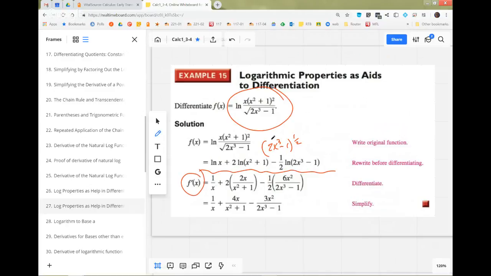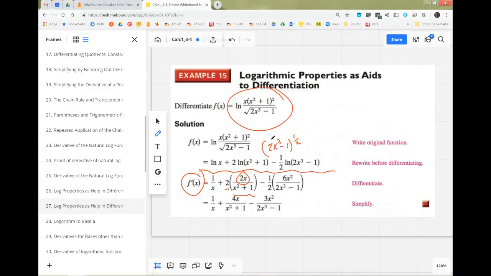What's the derivative of the natural log of x? 1 over x. What's the derivative of 2 times the natural log, well, 2, that constant, don't do anything with that. The natural log of something is 1 over that thing, so that thing, x squared plus 1, goes to the denominator. Why is there a 2x on the top of this one? Chain rule, right? So we've got 1 over x squared plus 1. And what's the derivative of x squared plus 1? Oh, 2x. So we have to multiply by 2x. That's how that got up there.